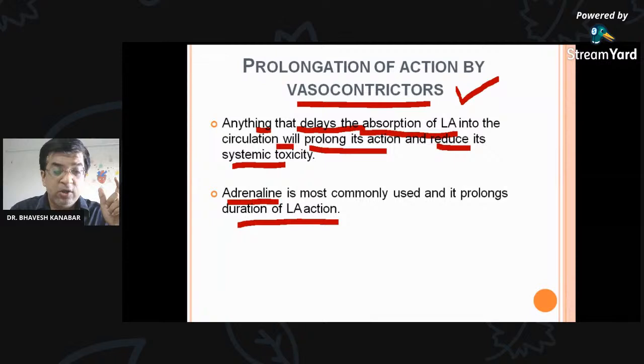Write down in the chat box, have you understood it or not? I think you have understood this part: prolongation of the action of the local anesthetic by mixing it with a vasoconstrictor. Did you understand or not? Write down what you understood, in the chat box, while we discuss further.